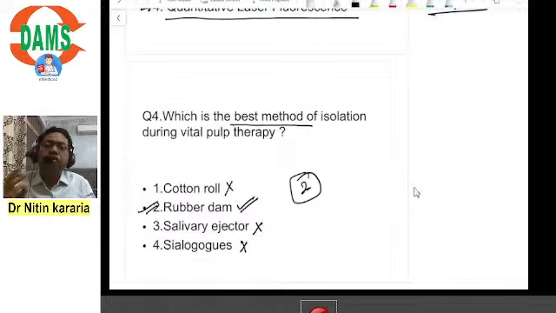Options 1, 2 and 3, all 3 are methods of isolation, but the best method of isolation is rubber dam, which when placed properly would completely isolate the tooth being operated from the oral cavity without any chances of contamination from the saliva.